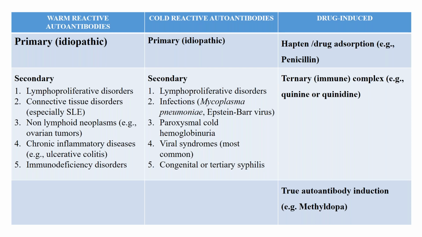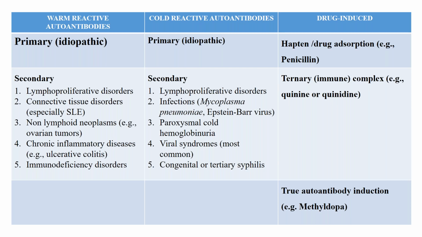While cold reactive autoantibodies are mainly IgM type, which can be secondary to infections like mycoplasma, Epstein-Barr virus, viral syndromes, congenital tertiary syphilis. Then there are drug-induced types. Drug-induced have different methods by which they can lead to hemolysis. That is, they can have drug absorption on the surface and be presented, leading to hemolysis. Then there can be immune complex formation, or true autoantibody formation against the drug.